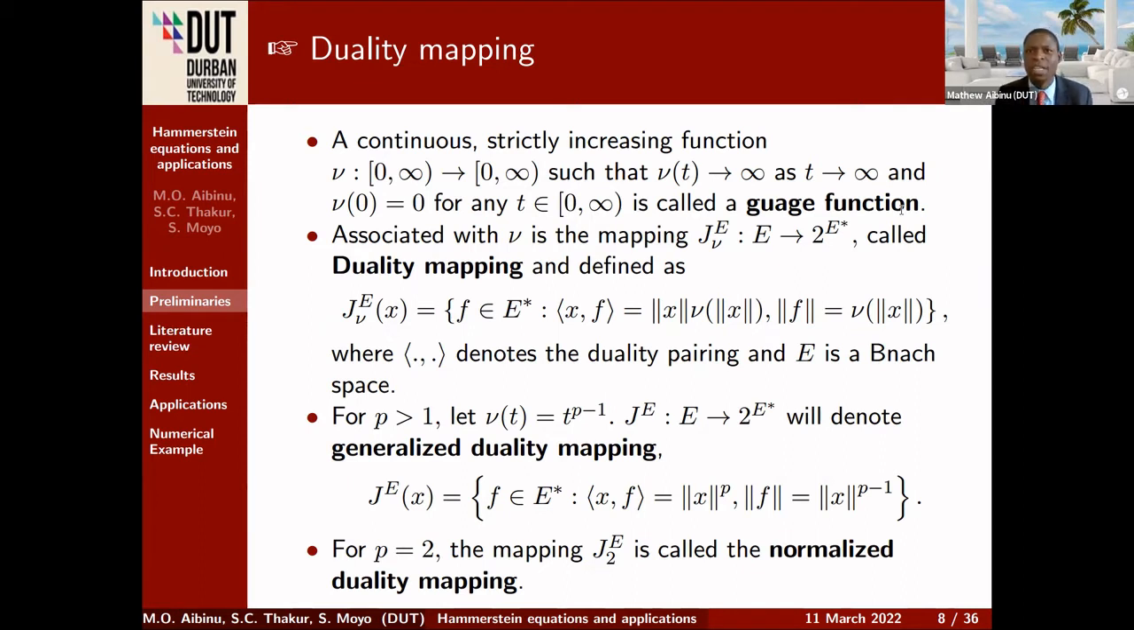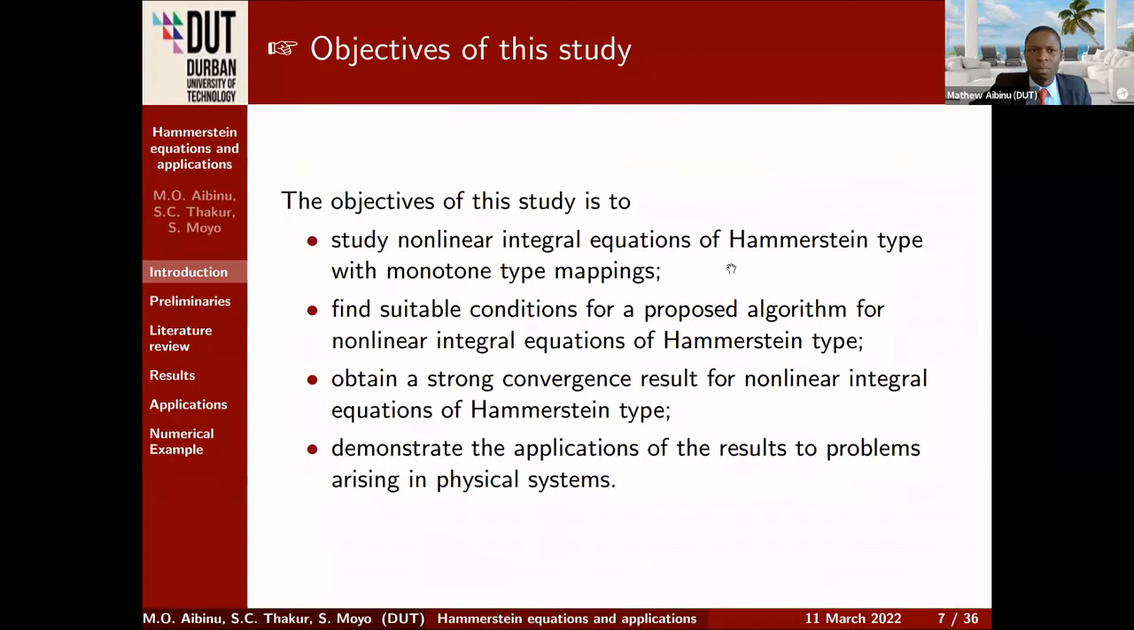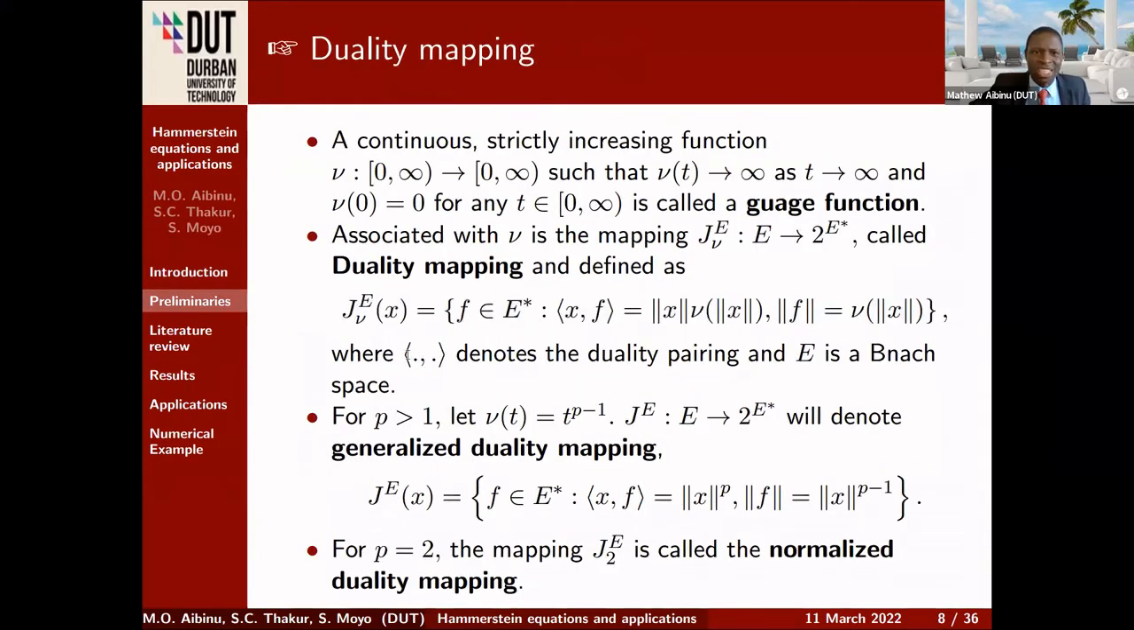Associated with the gauge function is a mapping J_E^nu, which is called the duality mapping, and it is defined as this, where this represents the duality pairing, and E throughout this presentation shall denote a Banach space. Sorry for the typographical error here. This is a Banach space. For p greater than 1, let nu of t be defined as this.